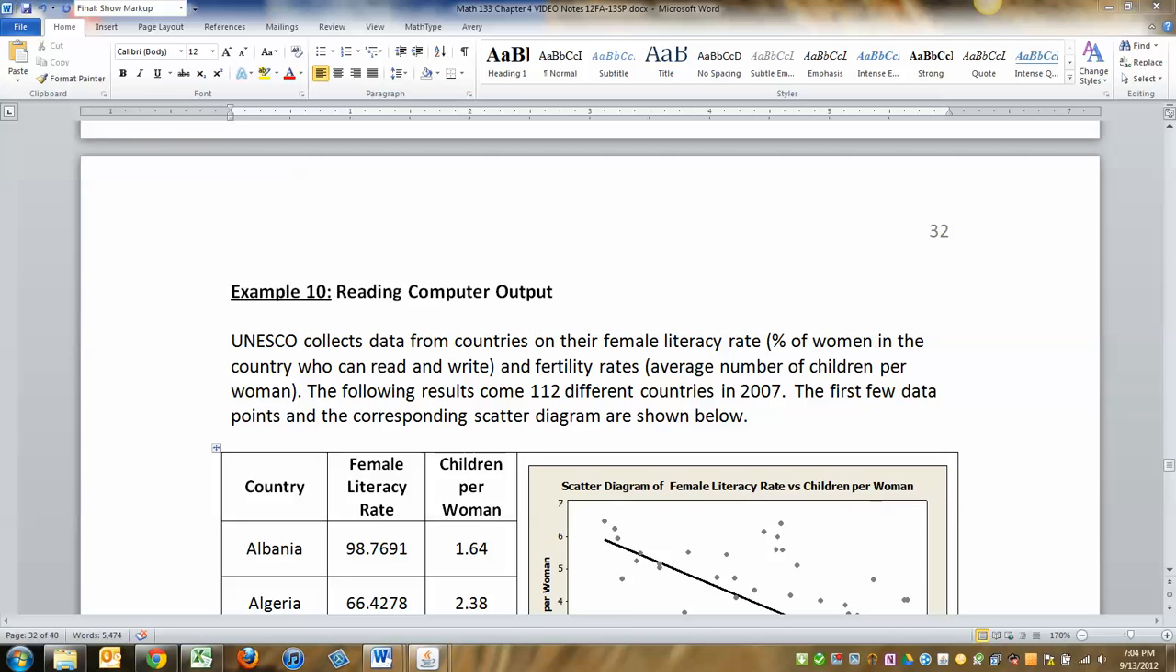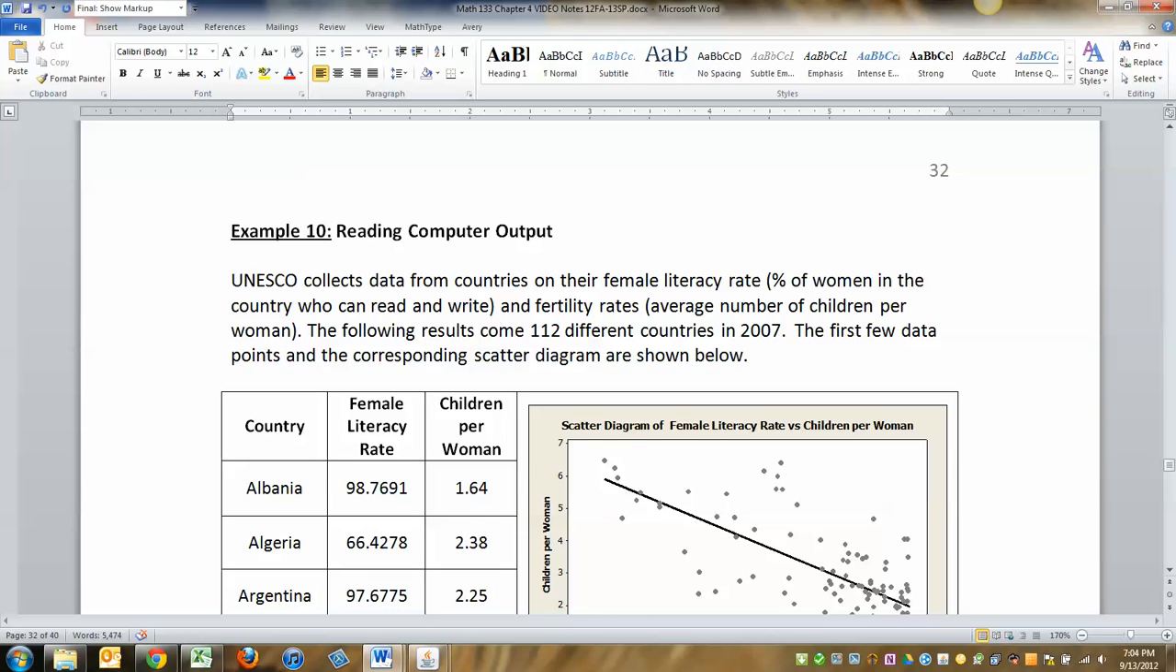On to our final video for section 4.3. This one's going to be reading some different computer outputs and trying to get regression information from them. Again, very much like you're going to have on your final exam, because I give you a lot of outputs in those and you have to interpret them.